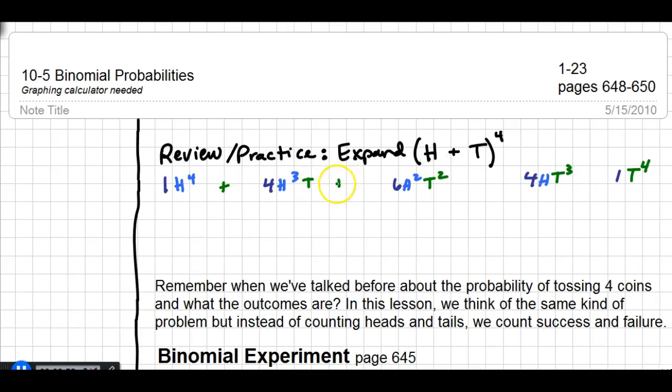And then we just stick plus signs in between all the different terms. And then when you simplify here, you really don't need the ones any longer. So I'm just going to get rid of those. And then that's my polynomial.